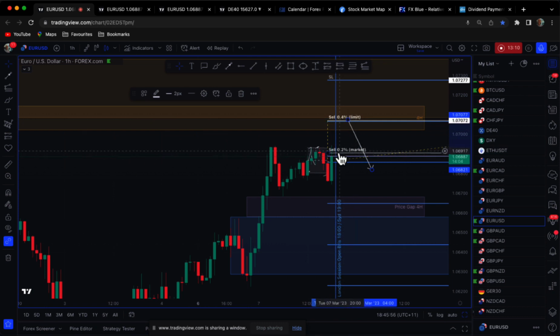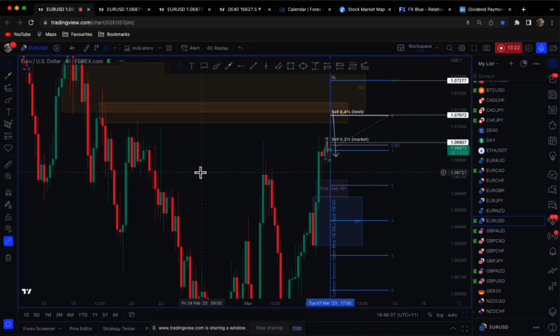I want to get my feet wet because sometimes we miss out. Small position and then that. I hope that makes sense. That's my take on the euro dollar.